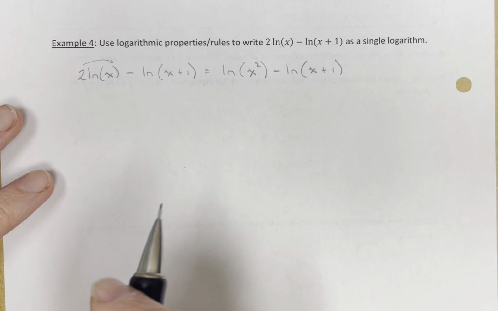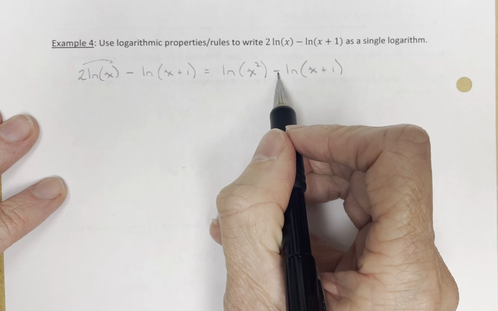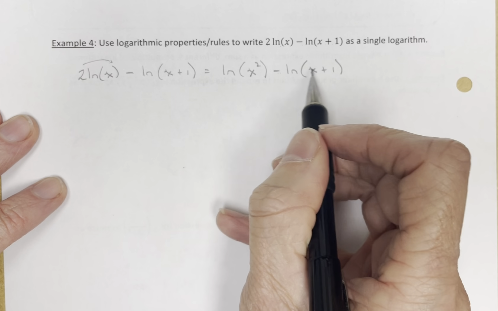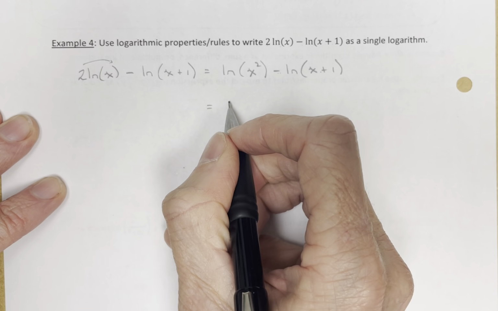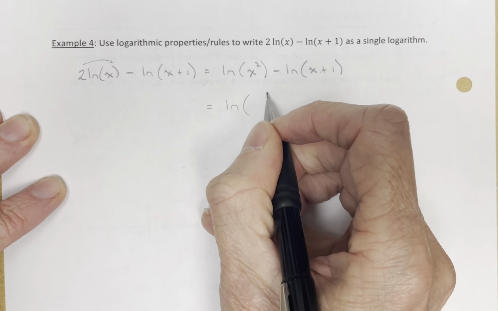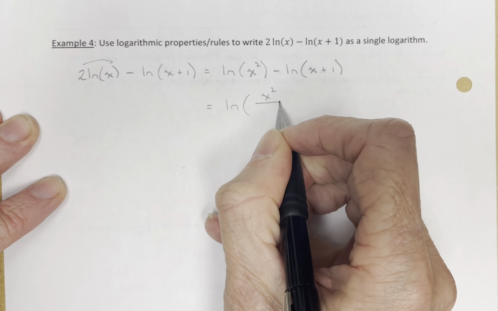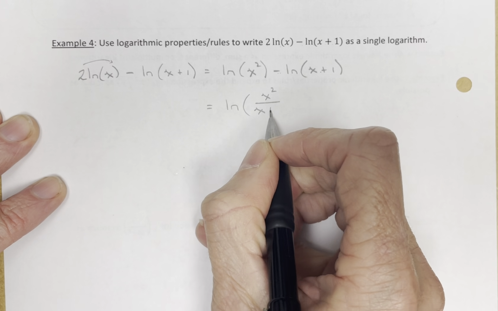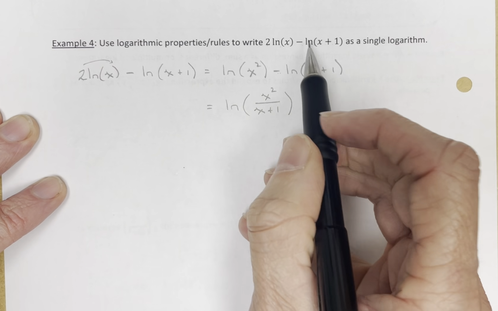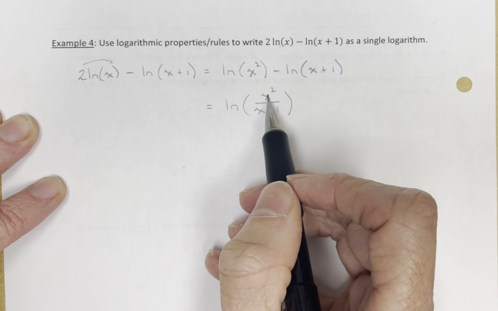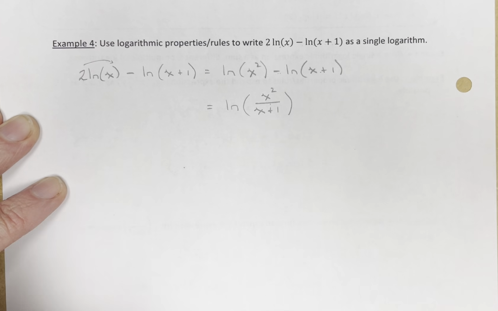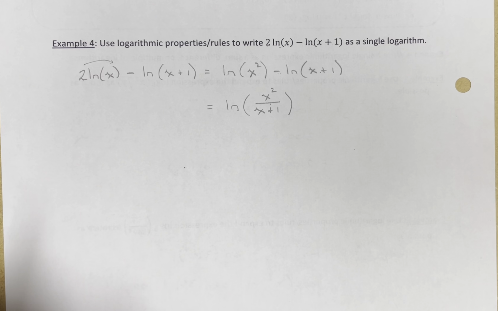Now I can apply the quotient property. I have a difference, numerator minus denominator in this case, so now I can apply the quotient property. This is the natural log of x squared divided by x plus 1. And so I've now written this as a single logarithm, the natural log of x squared divided by x plus 1. So there you have it, using those properties to expand and condense logarithmic expressions.